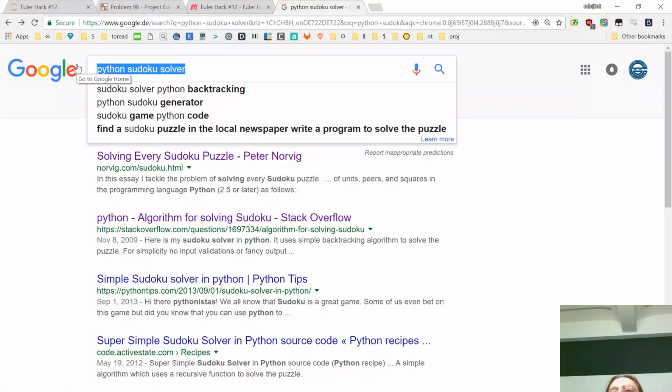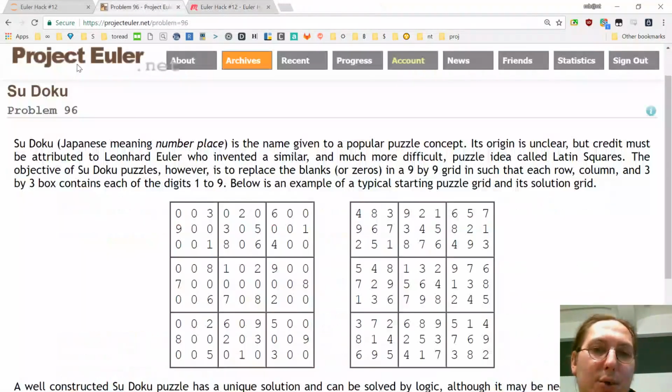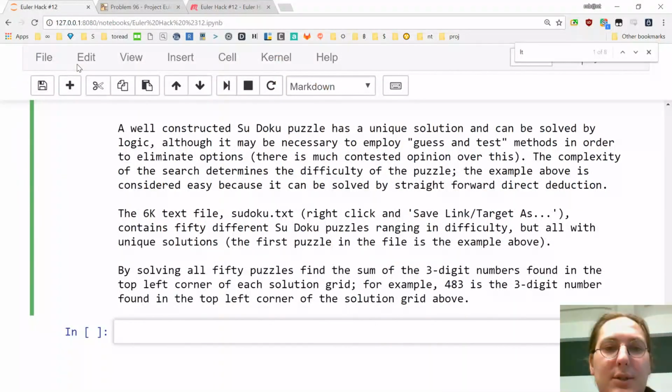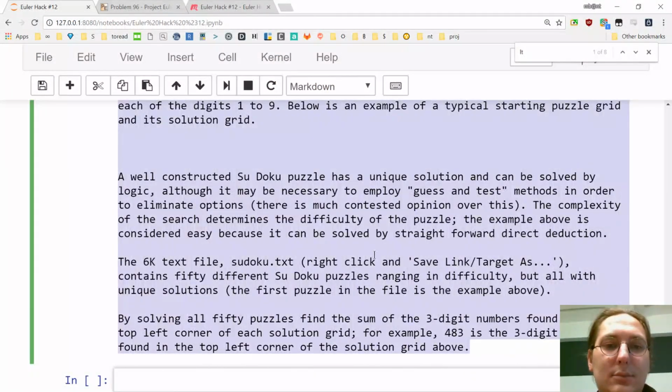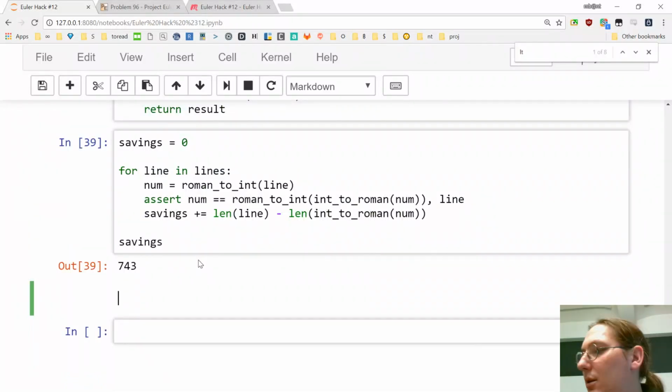I like this. I like this Jupyter thing. It's pretty cool, yeah. That's the coolest thing I've seen in years.